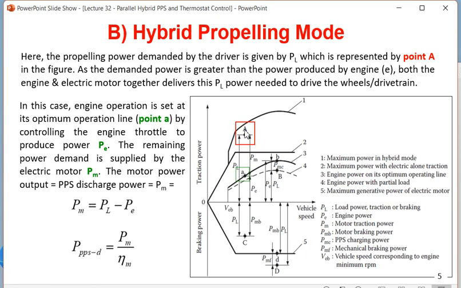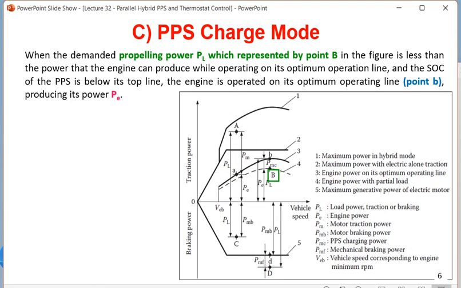We have seen the same kind of thing in the case of series hybrid electric drivetrain also. So there is no difficulty in understanding this. We will go for mode C. What is mode C? It is called the PPS charge mode.